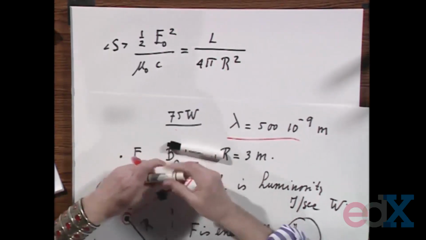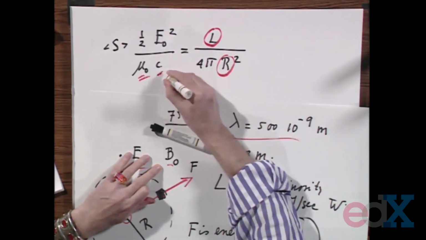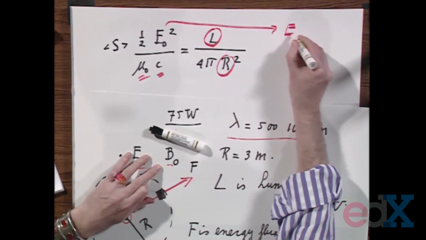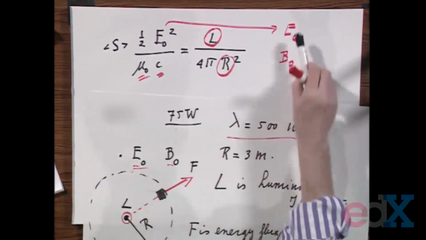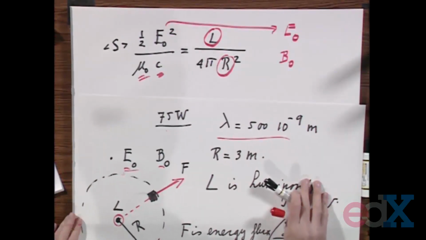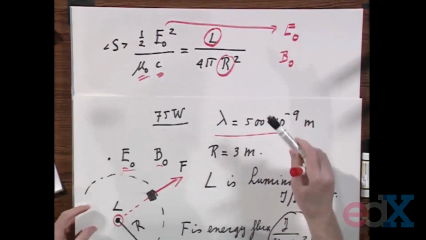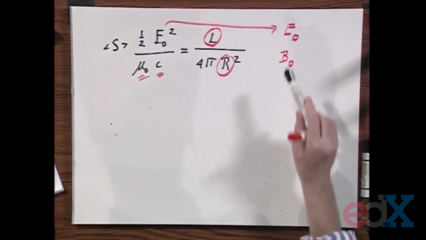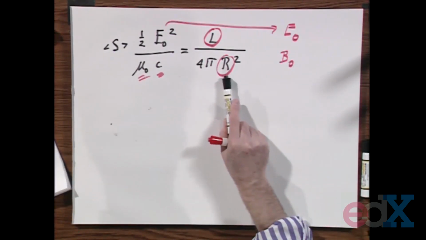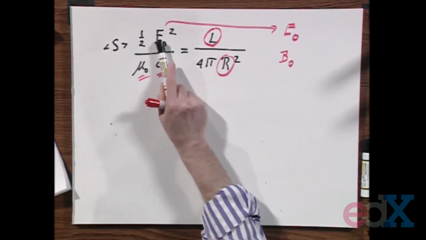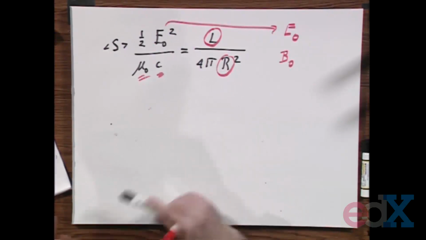And you see, you know everything that there has to be known. You know L, you know r, mu 0 and c. So out pops E0, and if you have E0, out pops B0. And so the E0 and the B0 only depend on L and r, they only depend on the Poynting vector, and they are independent of the wavelength. And since the Poynting vector falls off as 1 over r squared, you see that E0 falls off as 1 over r, and B0 also falls off as 1 over r.